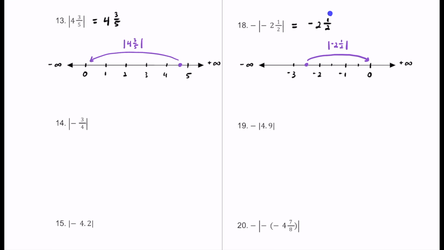Now, why was our answer negative 2.5? Well, we had an extra negative there. So when we go ahead and put the negative on top of that, then we have the opposite of the distance, which would be negative 2.5.